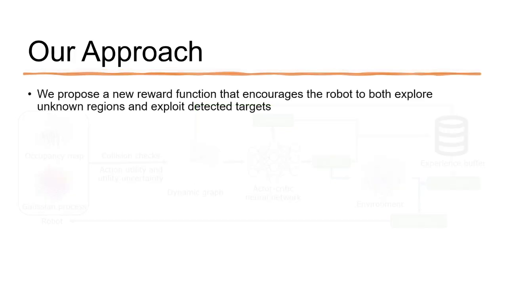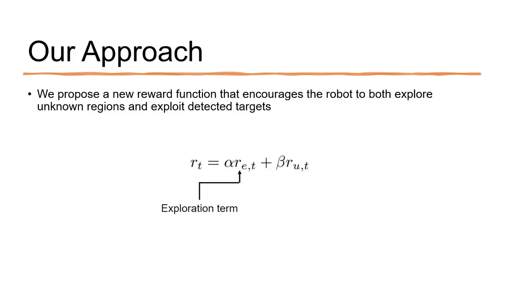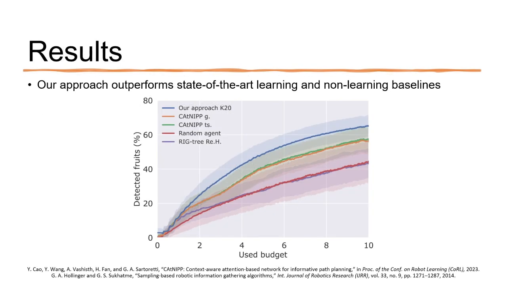To capture the adaptive informative planning objective, we propose a new reward function that encourages the robot to both explore unknown regions and exploit detected targets. Our approach outperforms state-of-the-art learning and non-learning baselines by a significant margin in terms of detected fruits. This can be attributed to the new reward function that balances between exploring the environment and exploiting collected information.